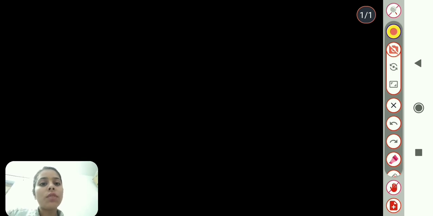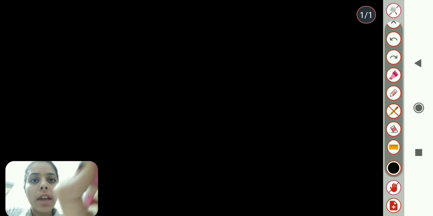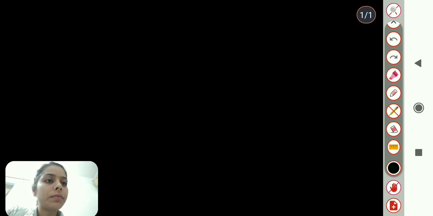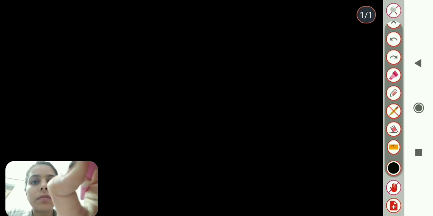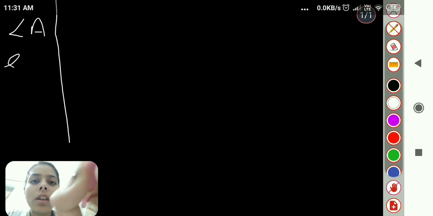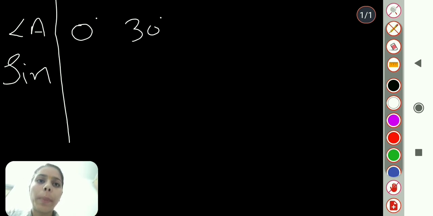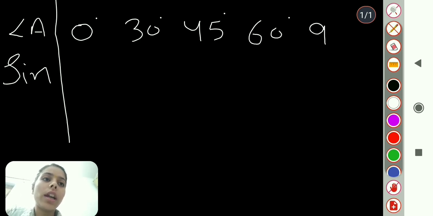So, as we all know, this is my angle A. Let us assume, and this is my sine. For sine A, I want to find sine 0 degree, 30 degree, 45 degree, 60 degree and 90 degree.